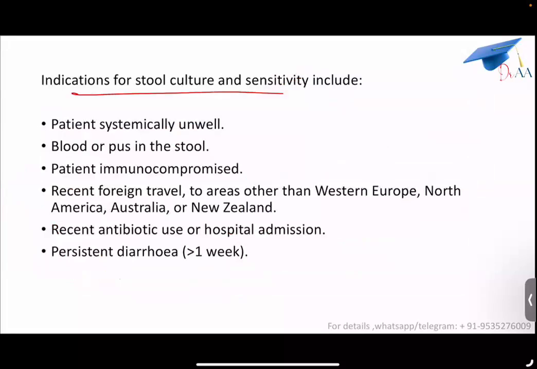They can ask you, what's the indication for stool cultures and sensitivity? When do you get a stool culture done? When the patient is in sepsis, systemically unwell, along with the diarrhea, there is blood or pus in the stools.